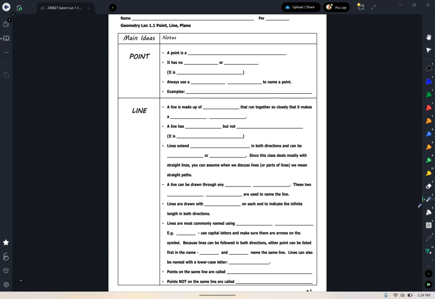Like, for example, I want everybody right now in your mind to picture a line. Go ahead, picture a line in your mind. Okay, you got what it looks like? You can see a line in your mind? All right, good. How many of you pictured a straight path that goes on forever and ever in both directions? No? Because that's actually what a line is. It's a straight path that goes on forever and ever in both directions, right?